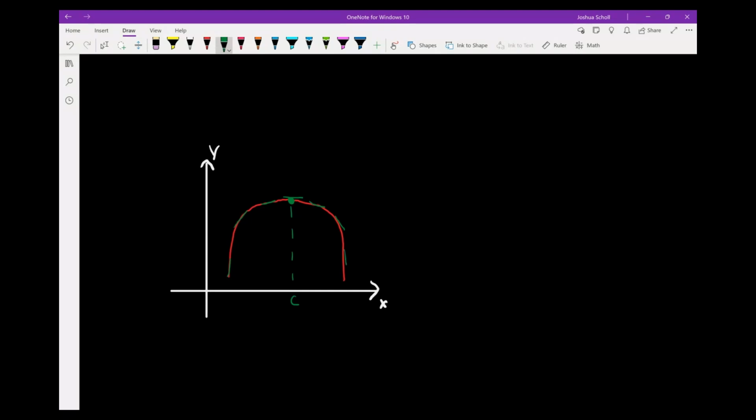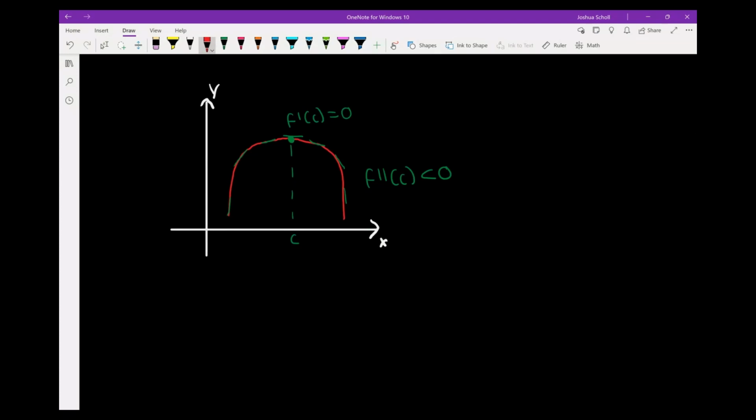Now, what does this tell us? Well, because at the point x equals c, the slope of the tangent line is equal to 0, this means that f prime of c is equal to 0. And because as the function continues, it becomes more negative, this means that f double prime of c is less than 0.